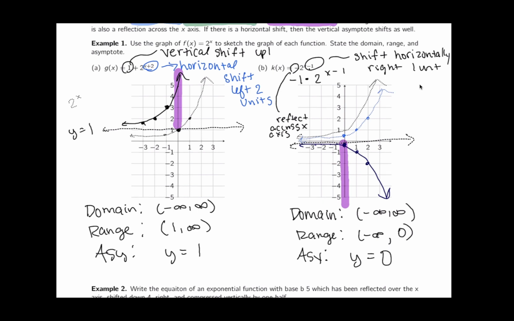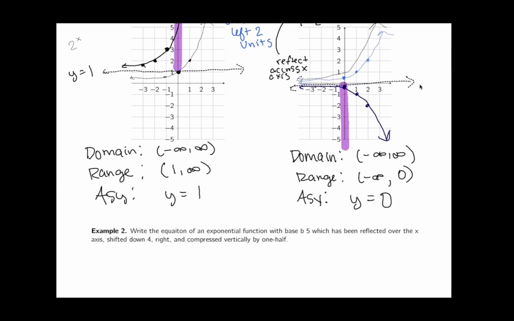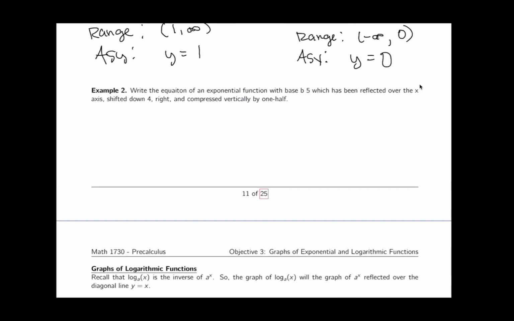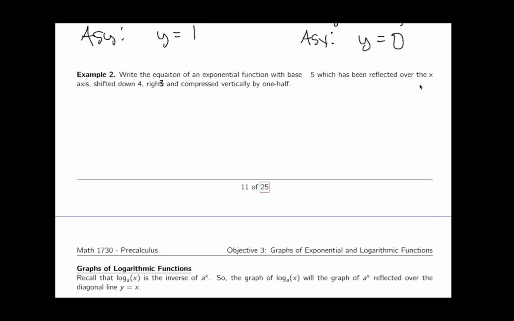All right, so here we talked about how to go from an equation to a description and from a description to a graph. We can also go from a description to an equation. So here I'm going to want to write the equation of an exponential function with base 5. So 5 will be the thing that has the variable exponent. But I want that to be reflected over the x-axis and shifted down 4 and shifted right 3 and compressed vertically by 1/2. There's a lot of things going on here. We'll maybe do a little bit at a time.